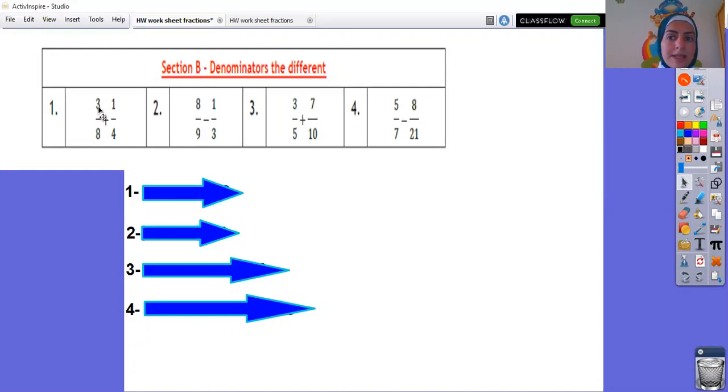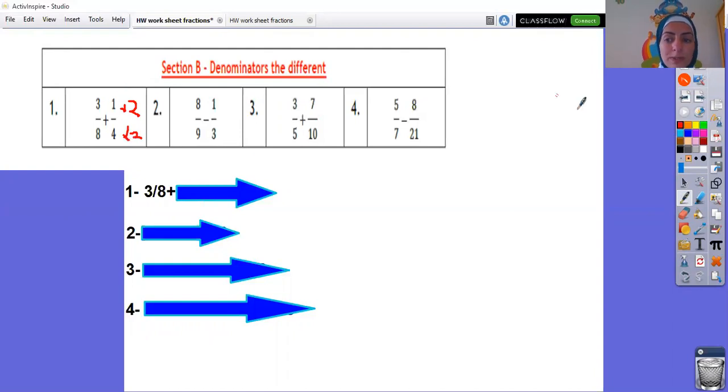So let's try the other thing: can I make the 4 an 8? Yes, I will multiply the 4 by 2 up and down. So first I will write the 3/8 as it is. And now, let's do it together quickly. I'm going to multiply here by 2 and here by 2, and it's going to be what?